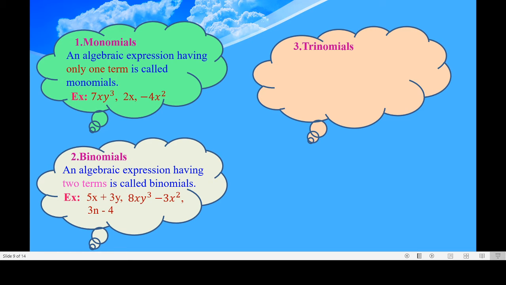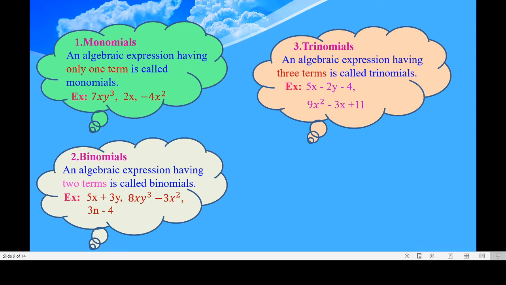The third type is called a trinomial. An algebraic expression having three terms is called a trinomial. For example, 5x minus 2y minus 4. In this example, 5x is the first term, minus 2y is the second term, minus 4 is the third term. Let us consider one more example, 9x square minus 3x plus 11. In this, 9x square is one term, minus 3x is the second term and plus 11 is the third term.